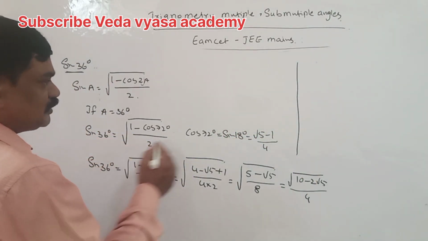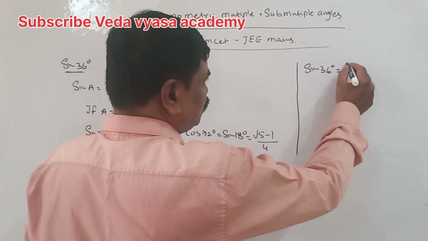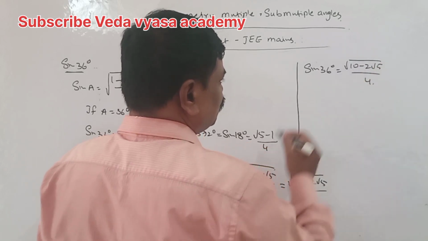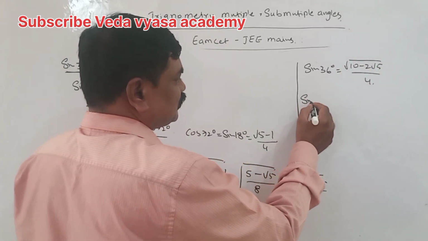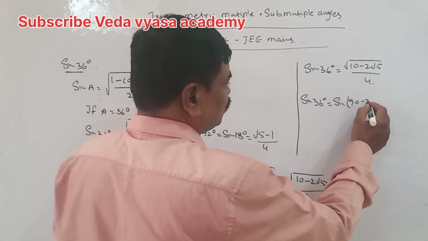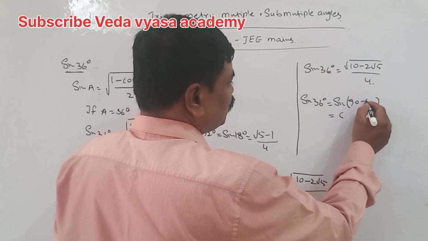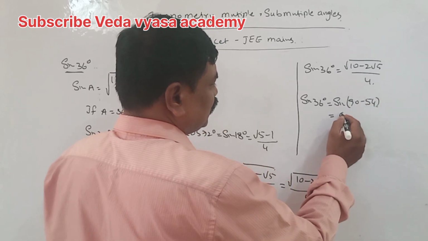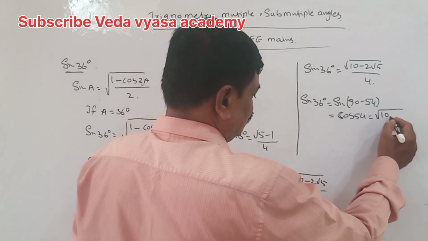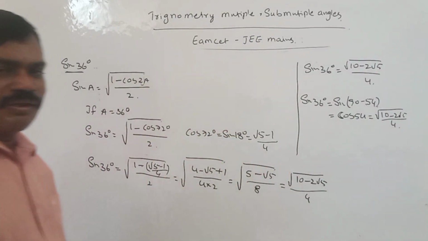Sin 36 degrees is equal to root over 10 minus 2 root 5 by 4. But sin 36 degrees is also equal to cos of 90 minus 36, which is cos 54 degrees. So cos 54 is equal to root over 10 minus 2 root 5 by 4, and that is the answer.